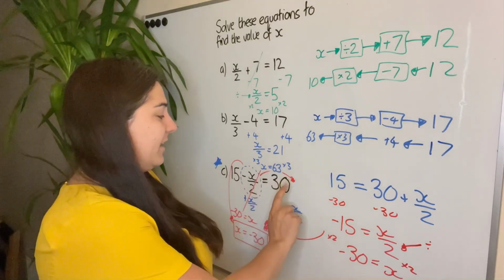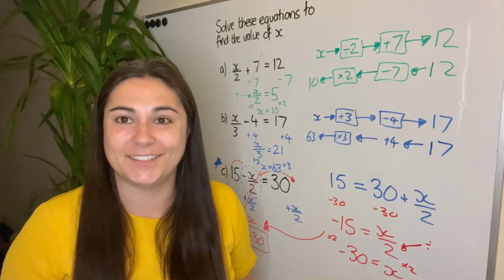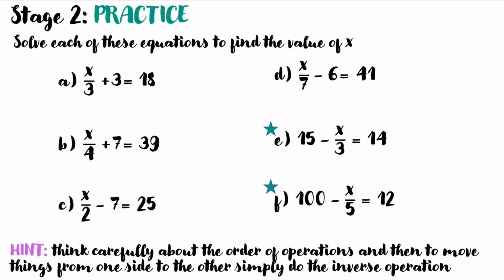So let's see if we can apply this to the questions right now. So here are the practice questions. Press pause so that you can have a go at working these out for yourself. And remember, with the starred questions, the key thing is just move the x fraction onto the other side. You can do whatever you like to both sides of the equation, as long as whatever you do to one, you do to the other. And anything that you move, you move by doing the inverse so that it cancels itself out.